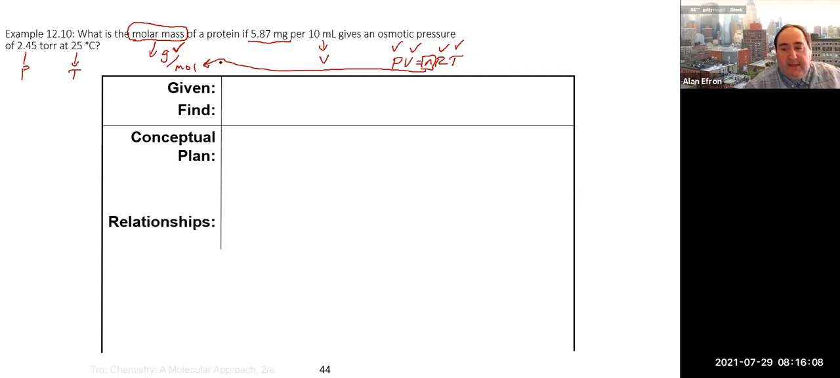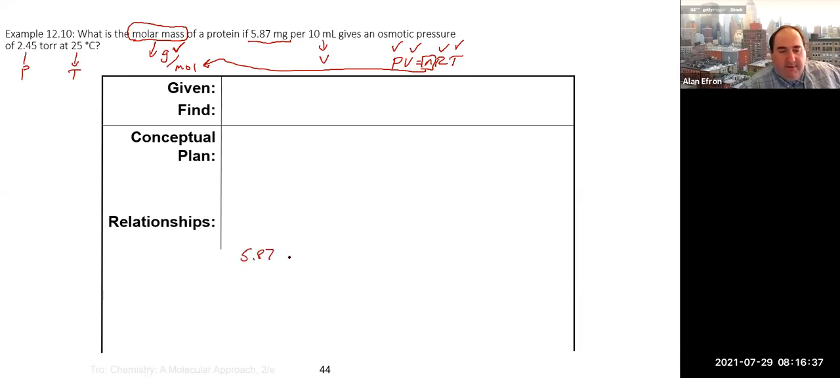So in this case, we just have to convert our milligrams into grams. We then need to follow it up by using the ideal gas law and solving for moles. So why don't we do that here? We'll start with our 5.87 milligrams, I think. There we go.